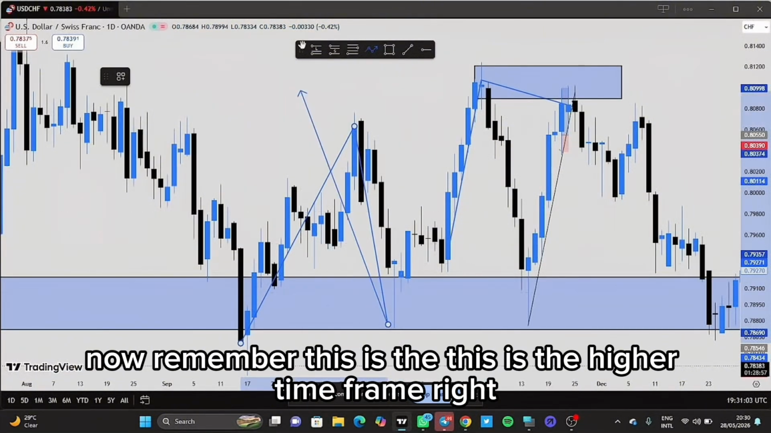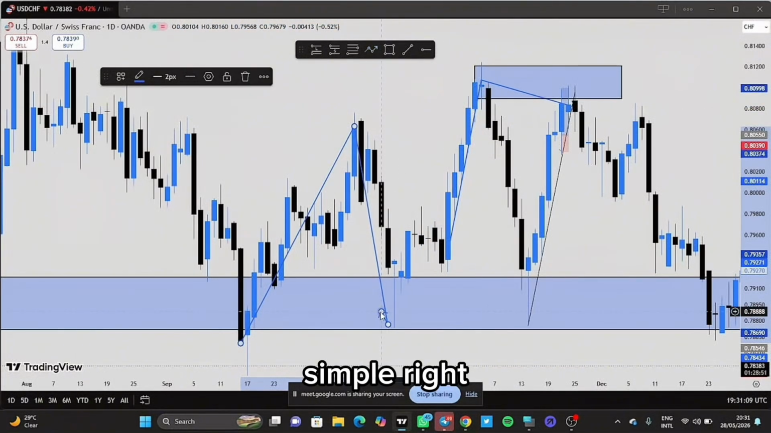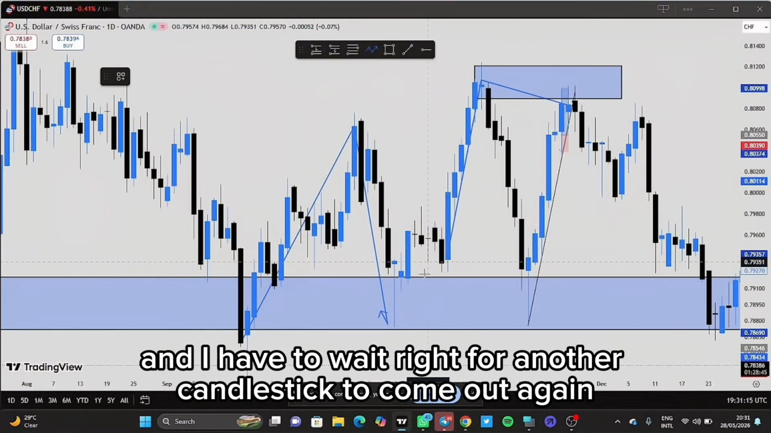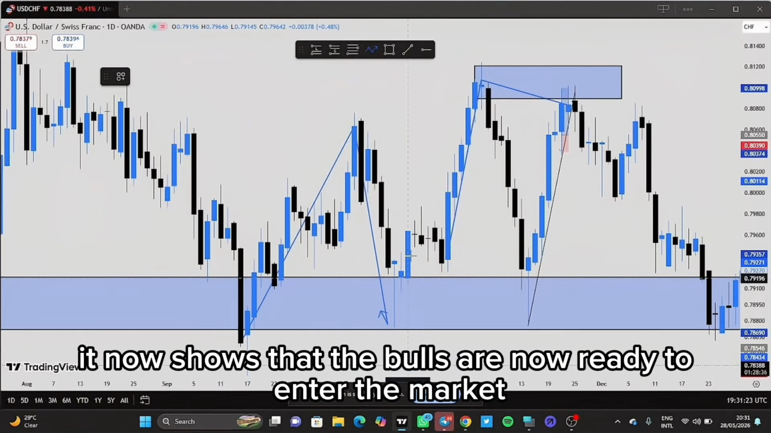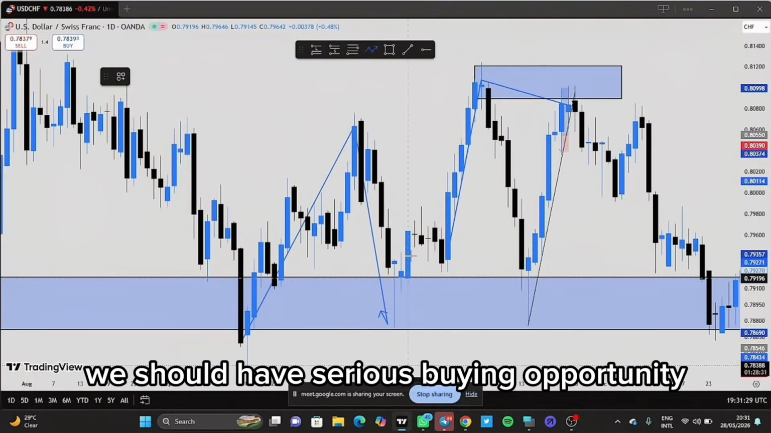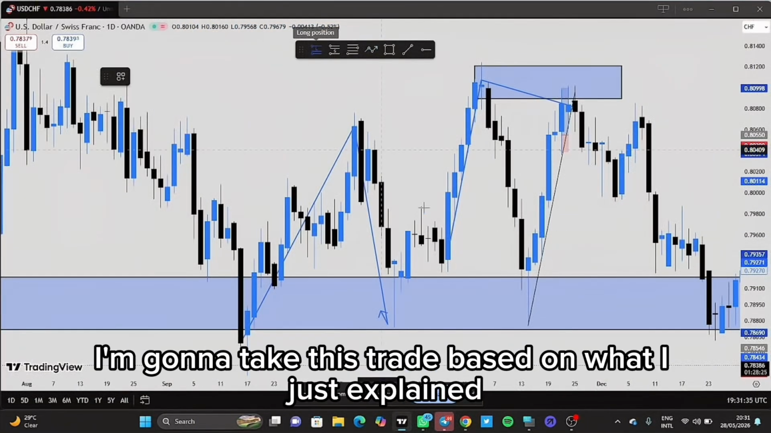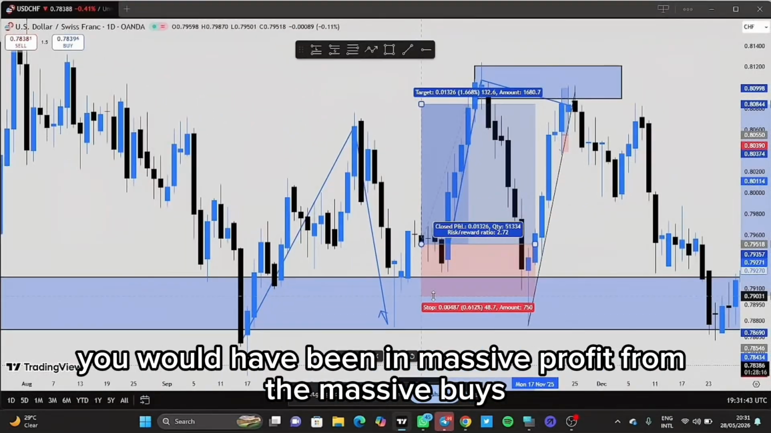Now remember, this is a higher time frame. So this buy, how would you have caught this buy? Simple. Since we have this Doji candlestick forming, I have to wait for another candlestick to come out, which is this bullish engulfing candlestick. It now shows that the bulls are ready to enter the market, and if the bulls are ready to enter the market, we should have serious buying opportunity or massive buys on the market. So if I want to take this trade, I'm going to take it based on what I just explained. And imagine you took this trade right here, you would have been in massive profit from the massive buys.